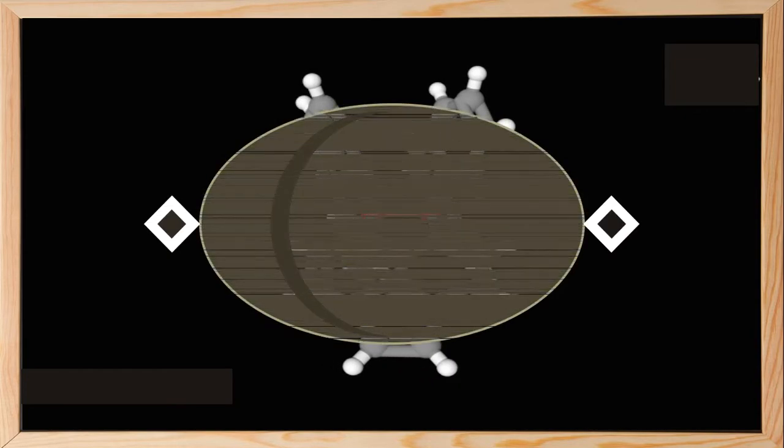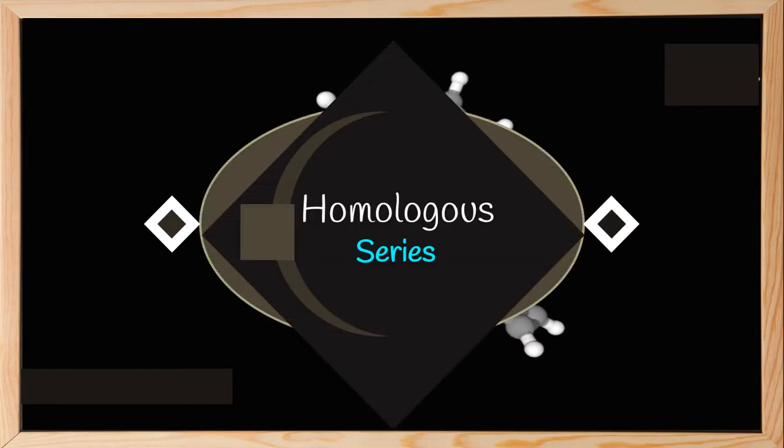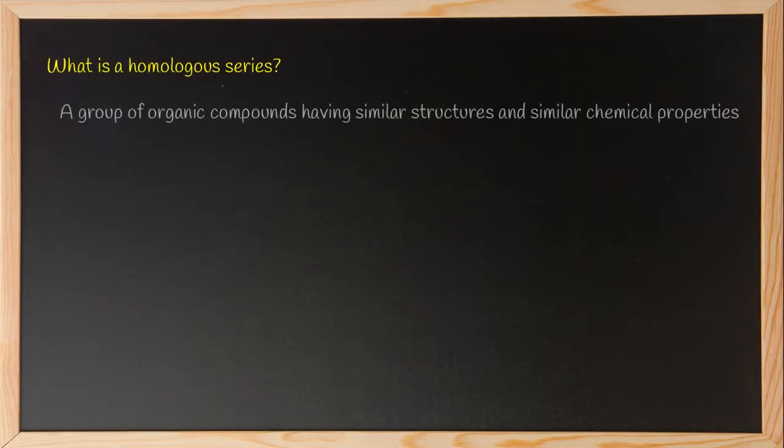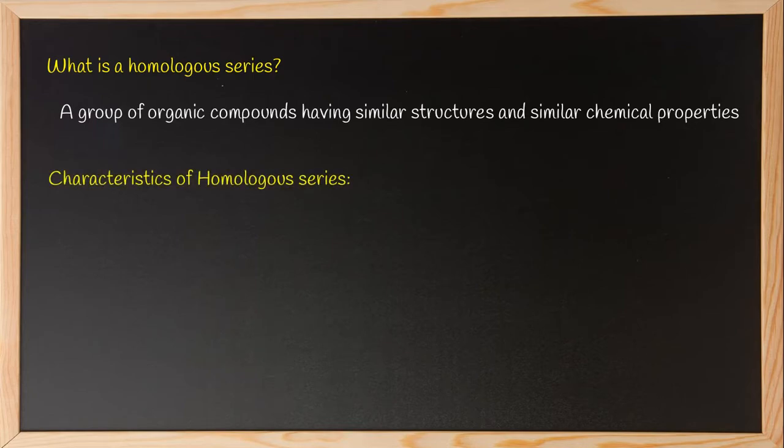In this video, we will discuss homologous series. So what is a homologous series? A group of organic compounds having similar structures and chemical properties are called homologous series. Now let us see the characteristics of homologous series.